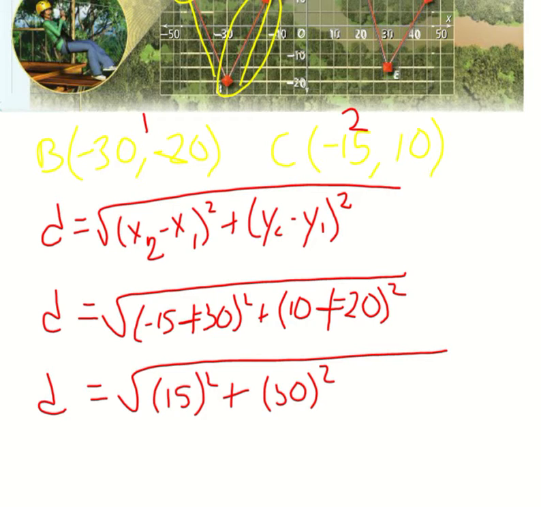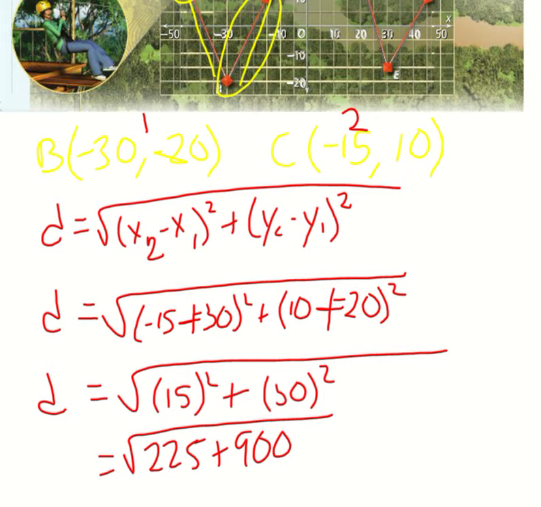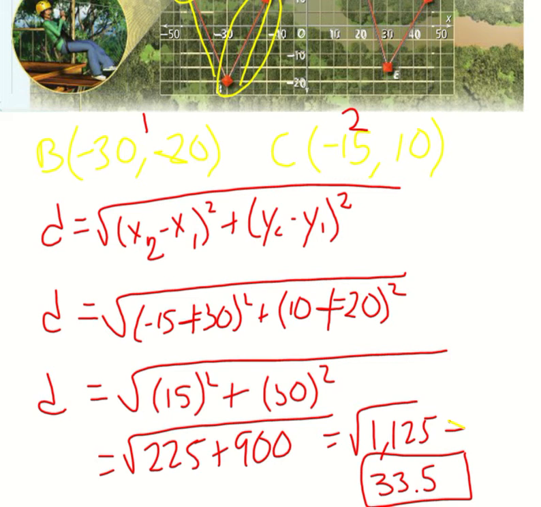I gotta do 15 squared on my calculator. I don't have that one memorized. I think it's 225, yep. This is the square root of 225 plus 900. 225 plus 900 leaves me with 1,125. If I take the square root of that now, that's going to leave me with 33.541. We're going to round it to the nearest tenth, so that rounds to a 5, so 33.5 is how far you travel between platform B and C.